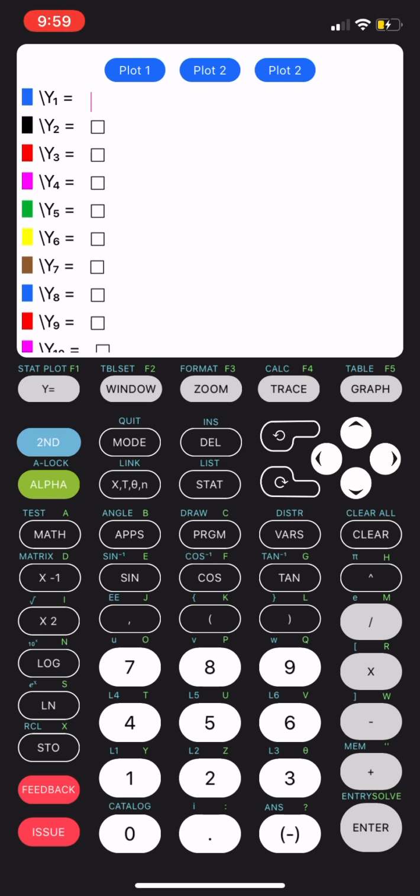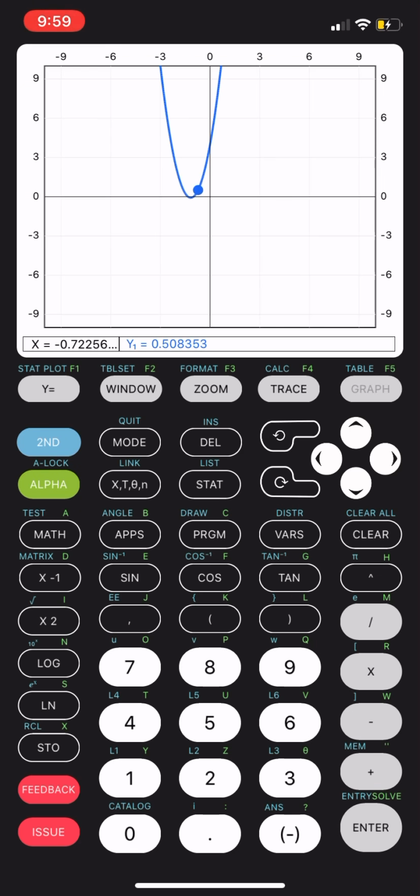So first, you're going to go to y equals at the top left-hand corner. You're going to put in your equation. I'm just making this up. So 3x squared plus 7x plus 4. And then if you go to the top right corner, you can press graph.